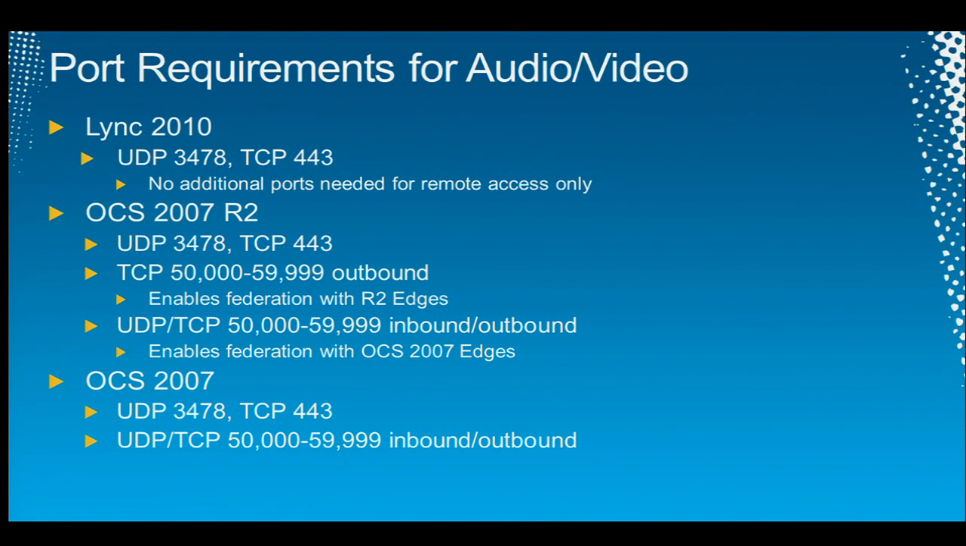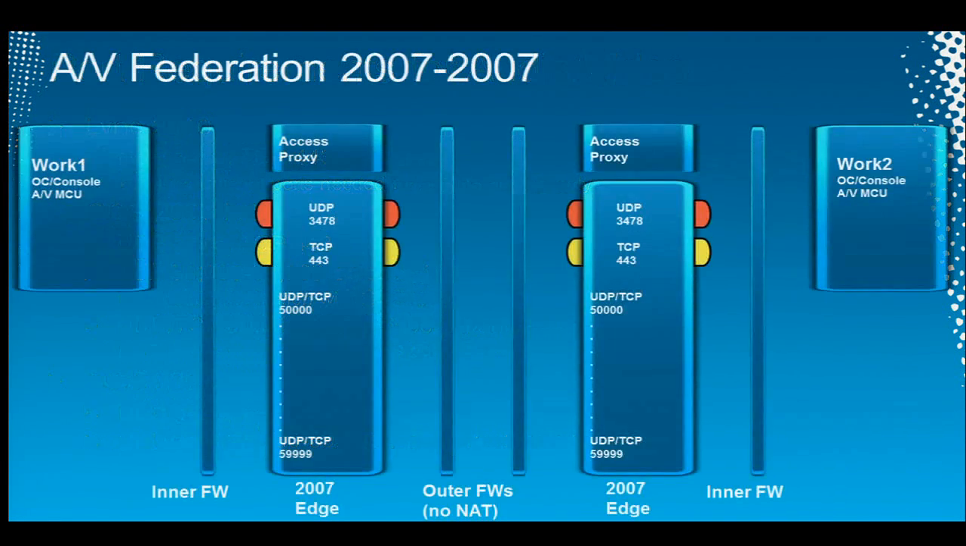And, yes, sir? Does it also count if you want to federate with an older version like OCS 2007 between Lync and OCS? So the question is, if you want to federate between Lync and R2, for example, then you'd need to open those ports. We'll go through a diagram here. But if you were only doing federation between Lync and Lync, then you would not need to open them. All right, and I'll talk a little bit about AV federation between 2007 and 2007. So here is an example.